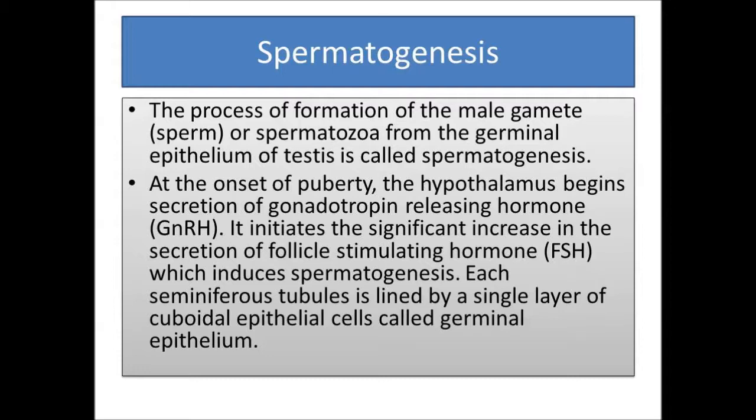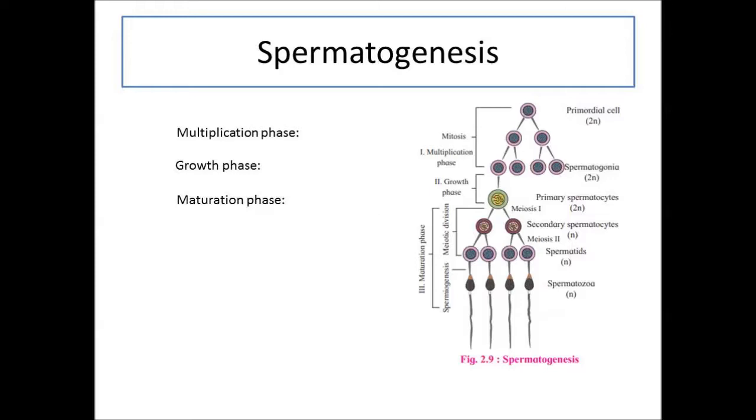The process of spermatogenesis involves three phases. First phase is the multiplication phase, second phase is the growth phase, and third phase is the maturation phase. These are the three phases of spermatogenesis. Here is the diagram of the spermatogenesis process, and this is the first phase, the multiplication phase, second is the growth phase, and third is the maturation phase. We will discuss these three phases one by one.